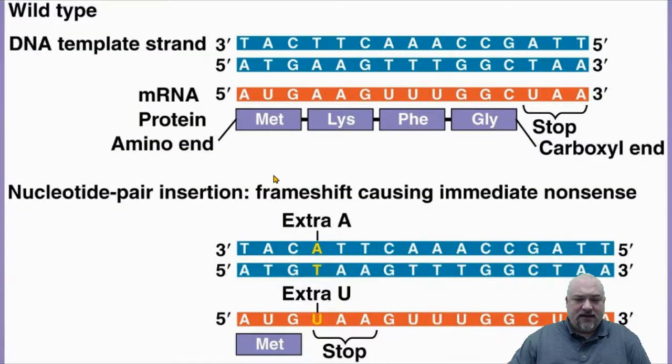So here is an insertion. We just add an extra A in here. You notice we're a little bit longer on this end, and that extra A in there makes it a stop codon. So we got a total nonsense gene. Okay, so that's pretty bad. You're not going to make that protein at all.